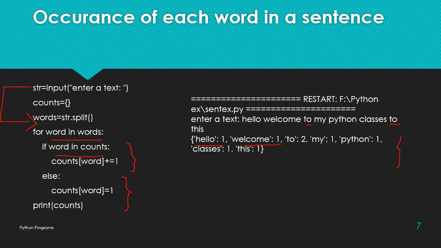The concept used in this program and the previous program is the same, but in the previous program we traversed through the string since we were counting the occurrence of characters in a particular sentence. But here we are looking for the occurrence of a word in a sentence.